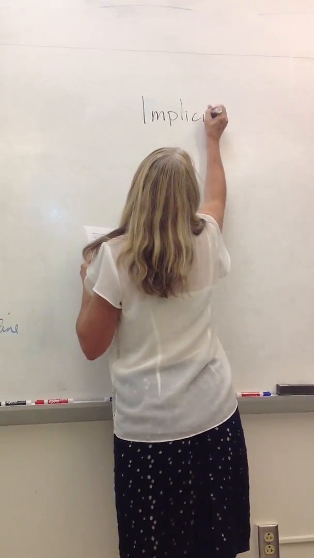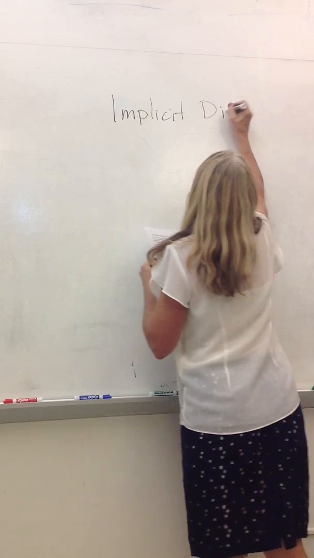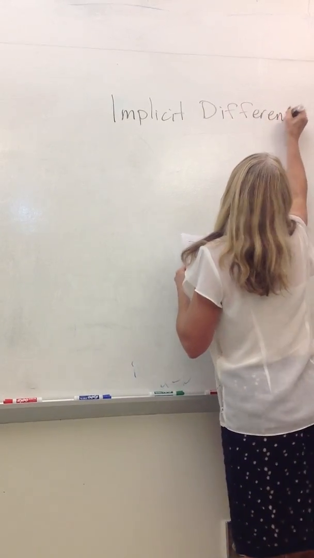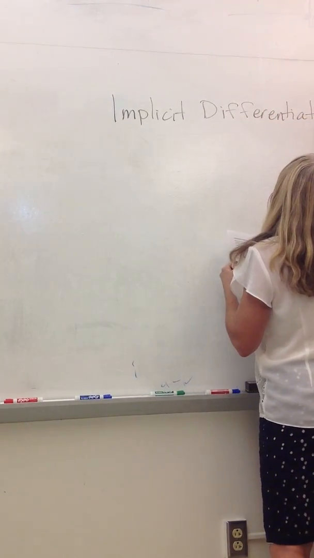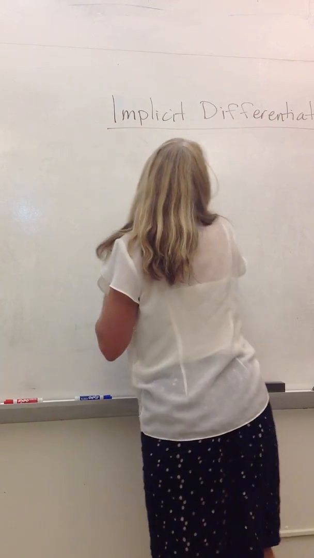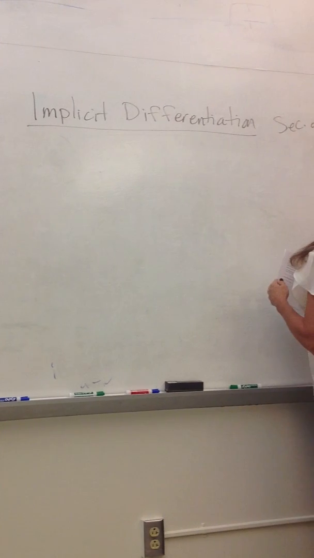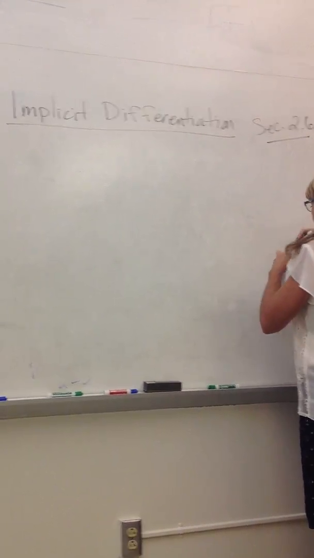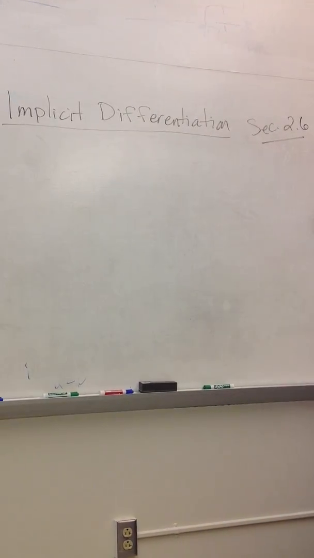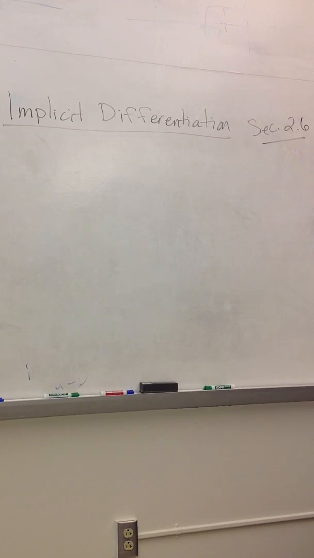This is called implicit differentiation. And it is section 2.6. This 2.7 is the word problems and 2.8 is related rates, right? Yes, okay.